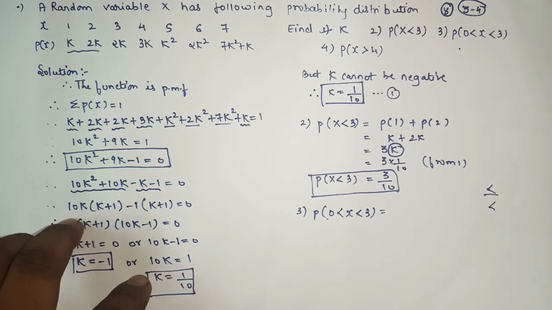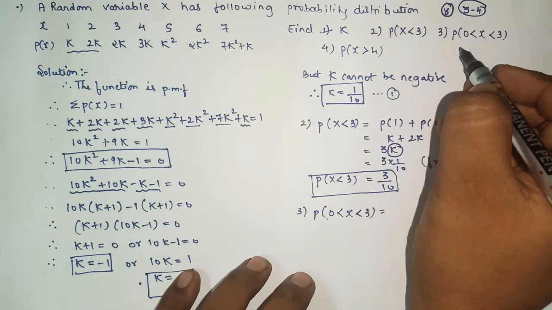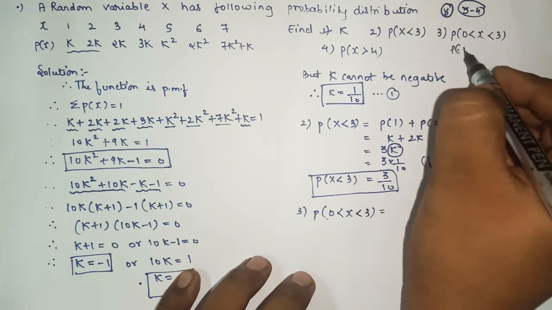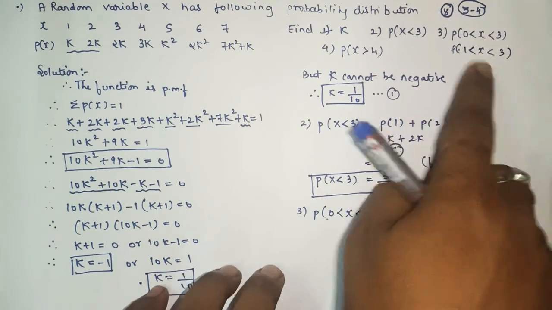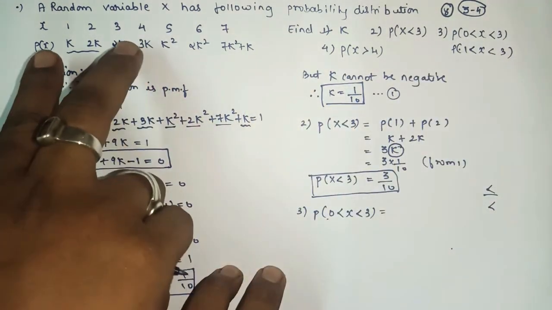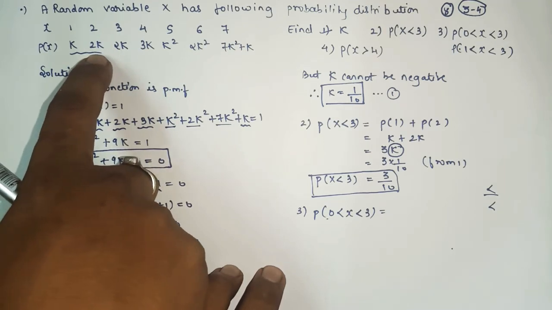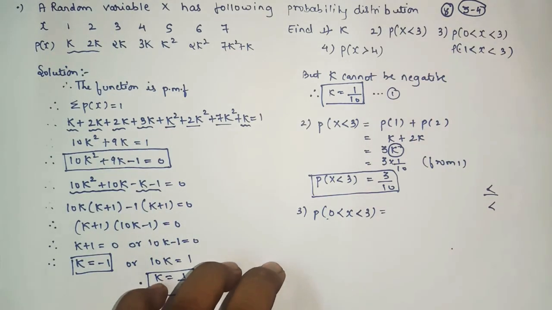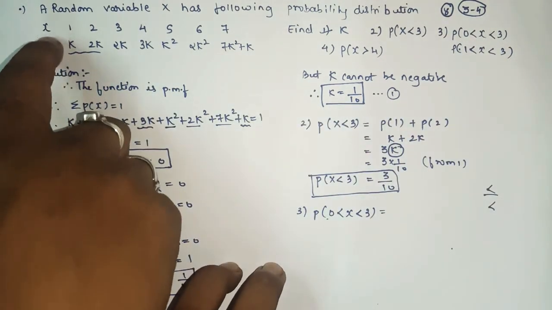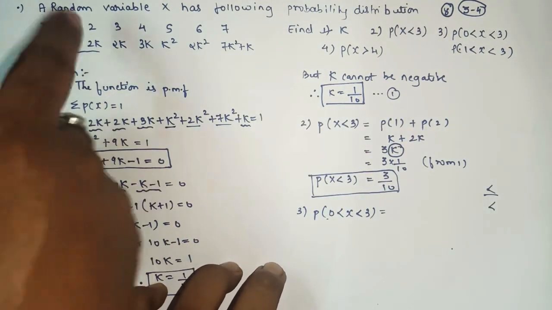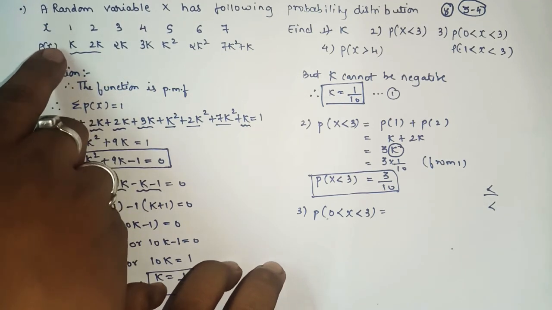Or else suppose this question is replaced by P of 1 less than x less than 3. So this indicates between 1 and 3. Which number lies there? It lies 2. So the answer will be 2k only. But here it says 0 to 3. As we can clearly see, 0 is not there, so consider the probability of 0 will be 0 only.